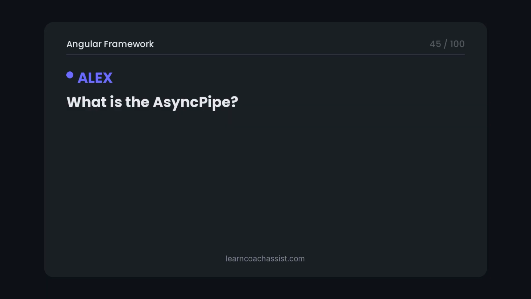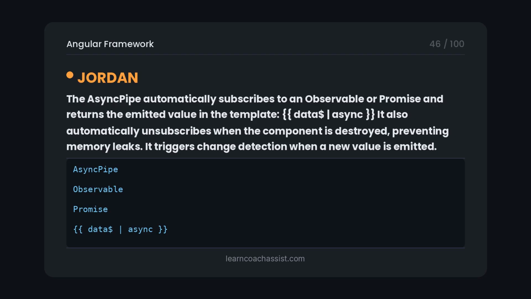What is the async pipe? The async pipe automatically subscribes to an observable or promise and returns the emitted value in the template, data$ | async. It also automatically unsubscribes when the component is destroyed, preventing memory leaks. It triggers change detection when a new value is emitted.